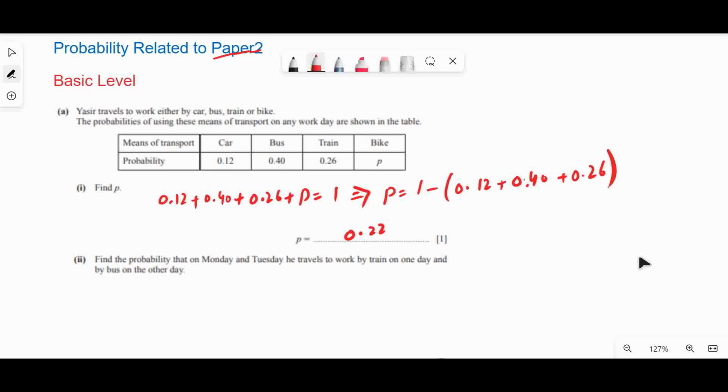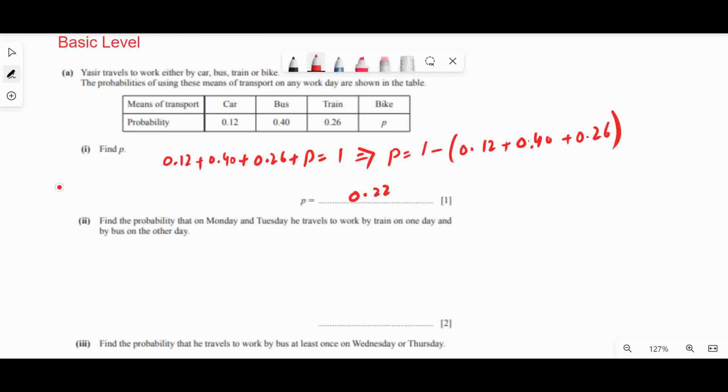Now in the second part they said find the probability that on Monday and Tuesday he travels to work by train on one day and by bus on the other day. It means that on Monday, no need to write this in the paper, it is just for the sake of understanding, on Monday he travels by bus, and then on Tuesday he travels by some other way.